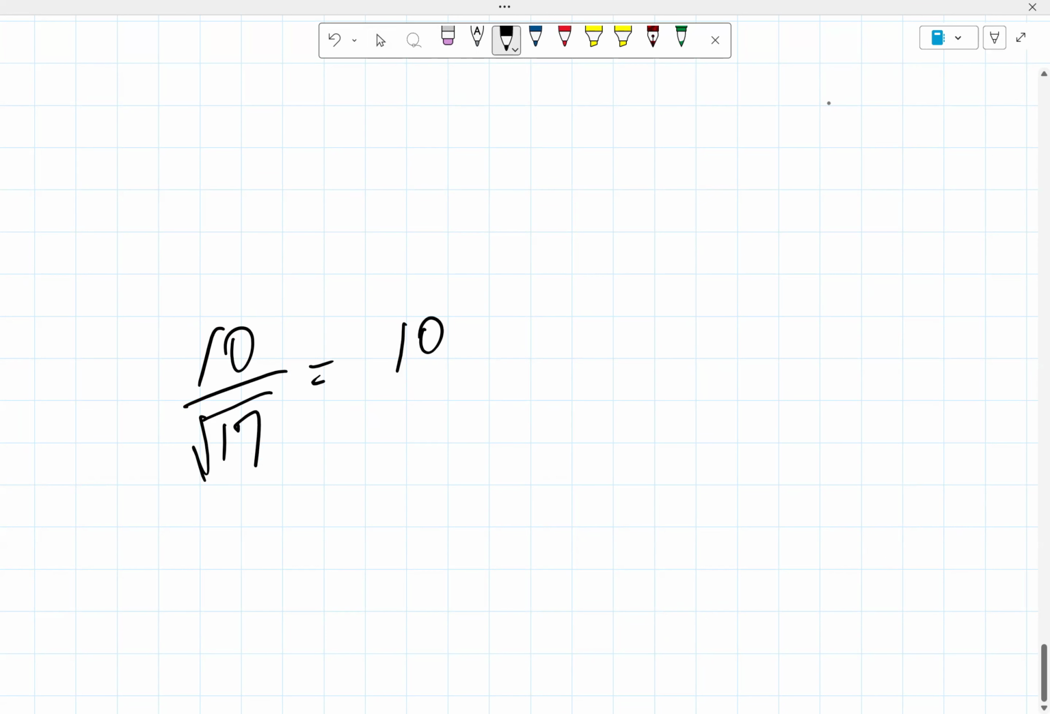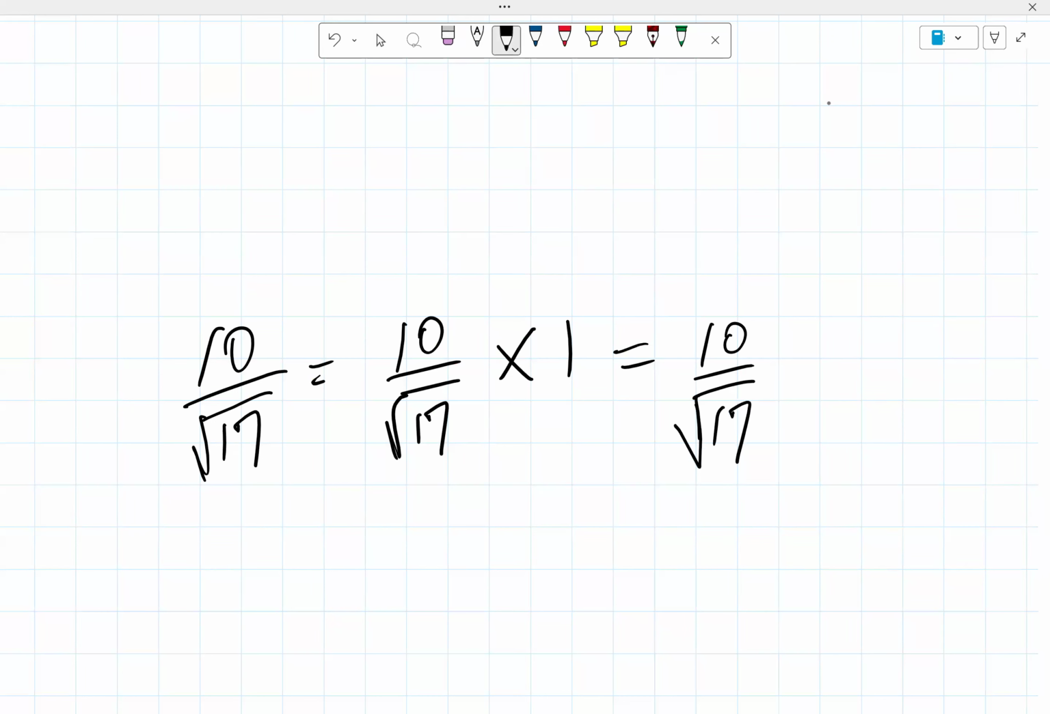So that's 10 over root 17 multiplied by 1, technically. And that's the same thing as 10 over root 17. If you multiply by 1, nothing has changed, right? And 1 in this form, because we have root 17 as the denominator, we multiply by root 17 over root 17, which is still 1.